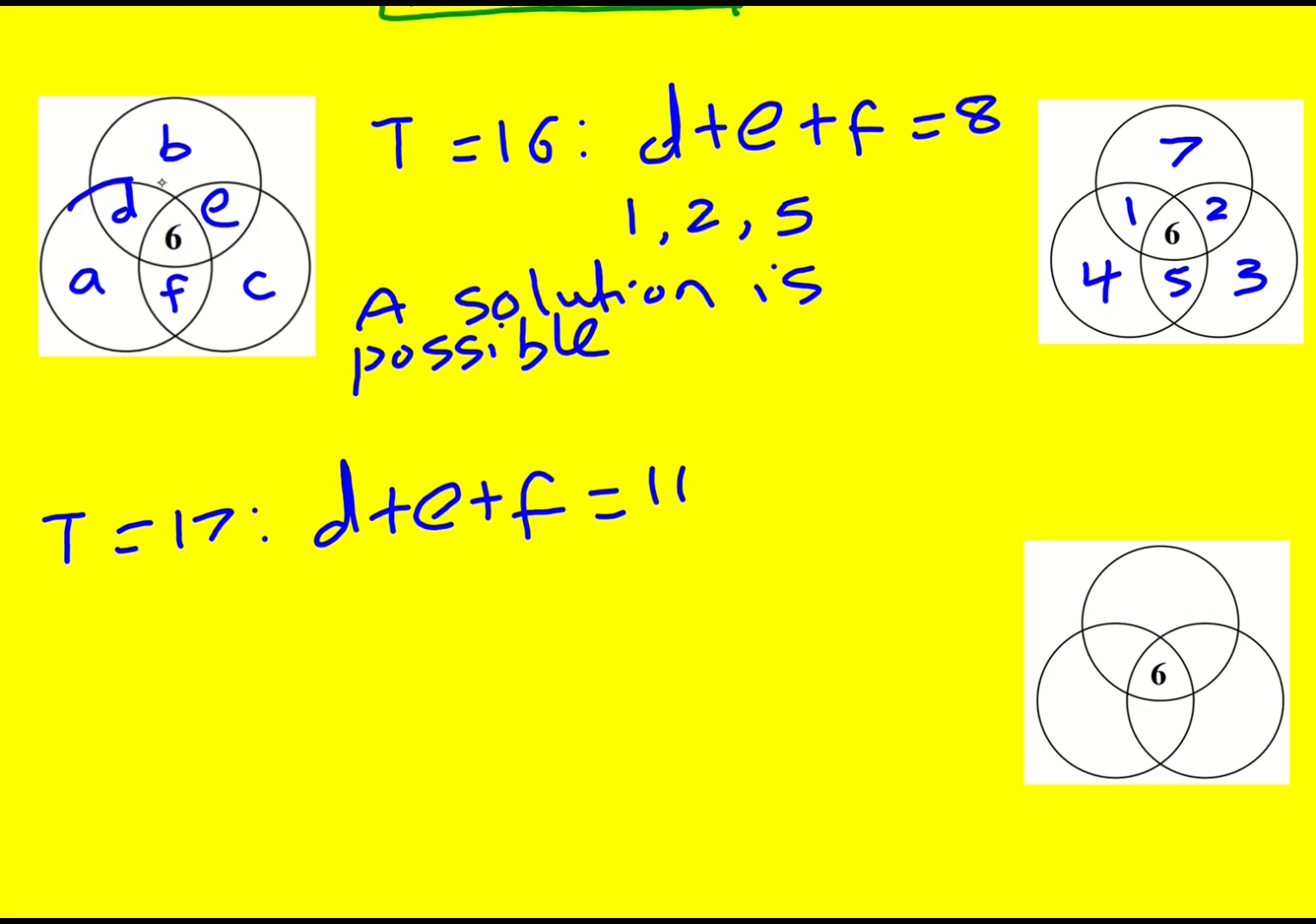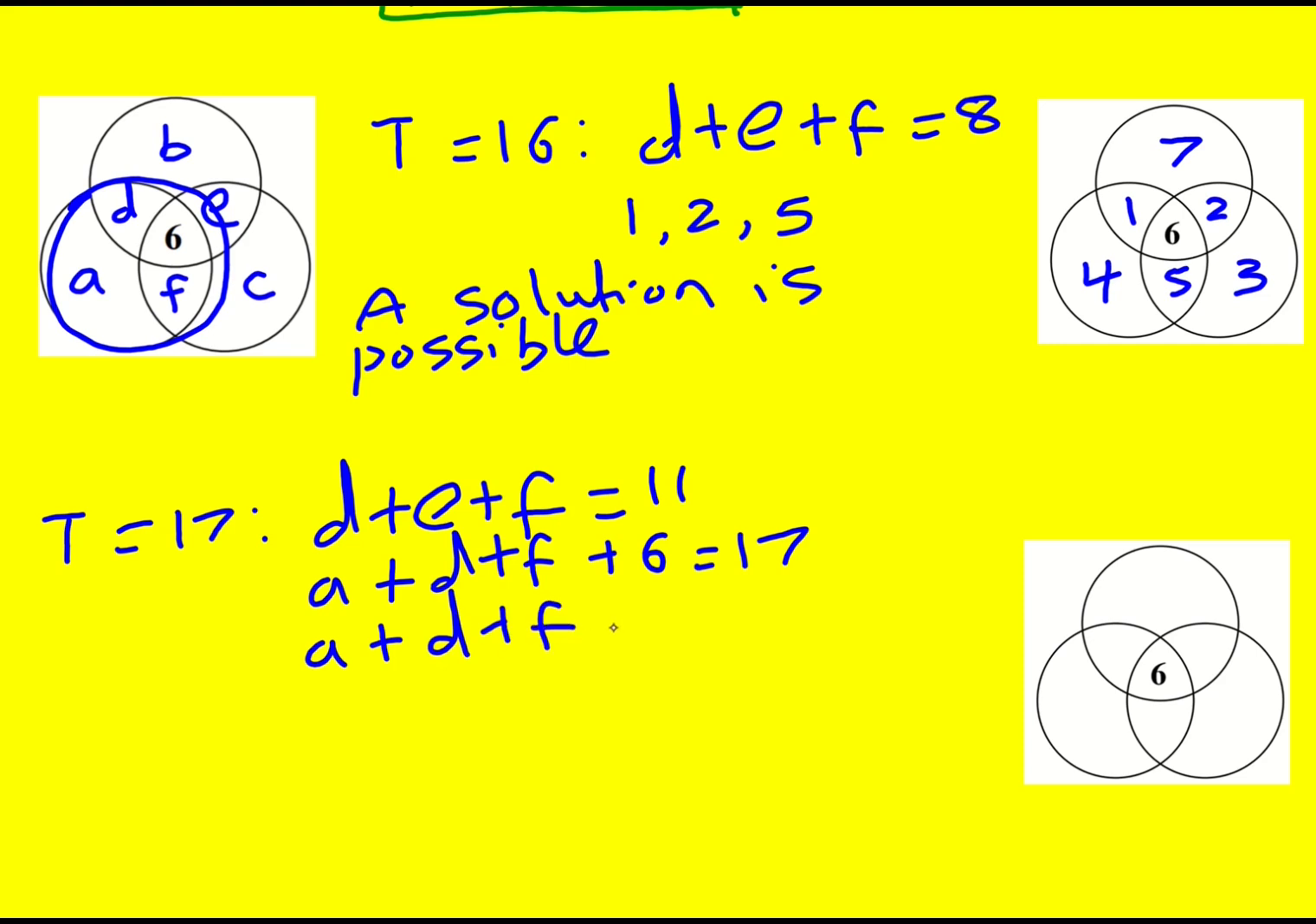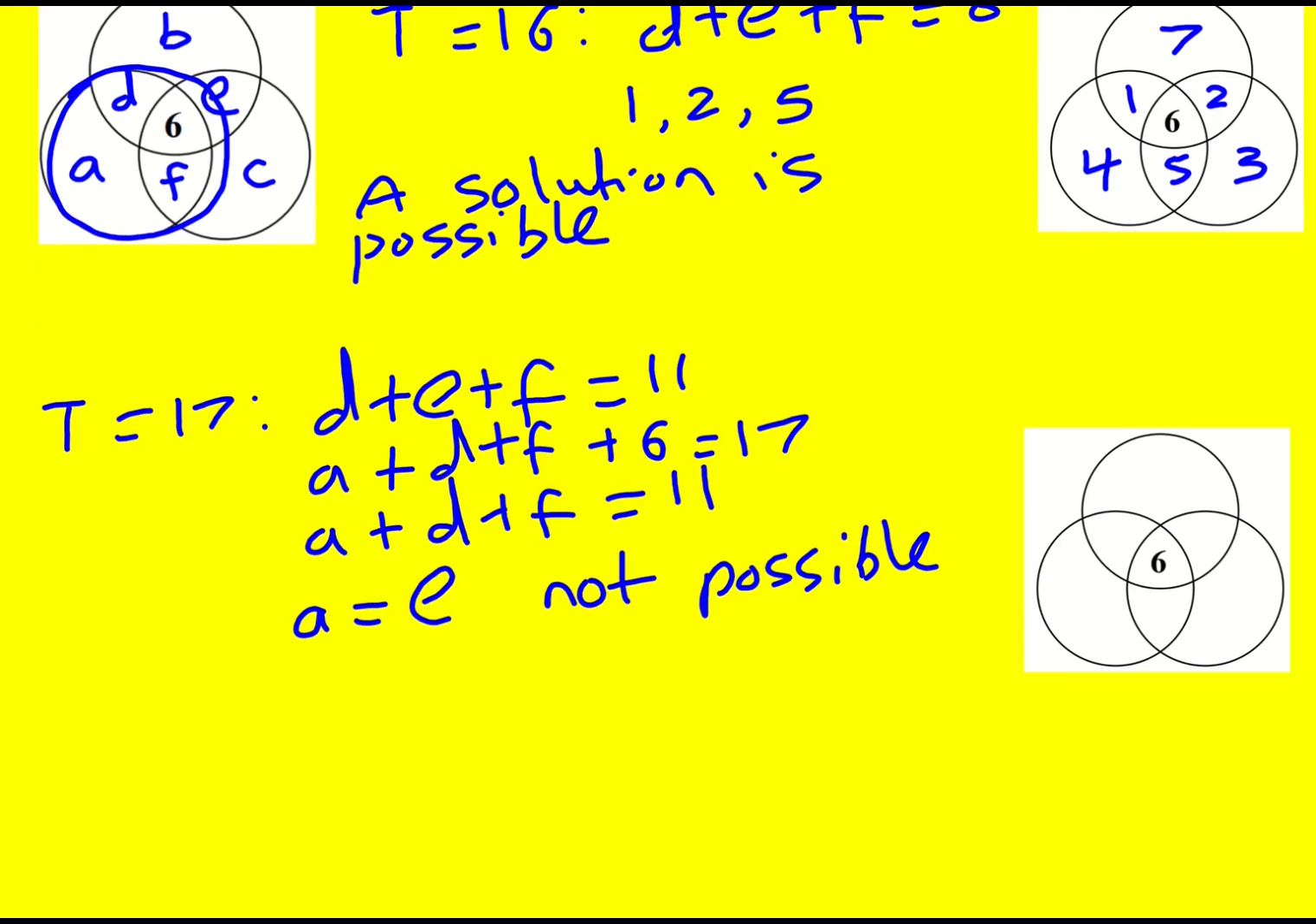Now the issue with this, if you look at this circle, is that a plus d plus f plus 6 is going to have to equal 17, which means a plus d plus f is also going to have to equal 11. And therefore a equals e, which is not possible. So in fact, although t equals 17 satisfied the earlier conditions, we can't actually make it work. No solution.